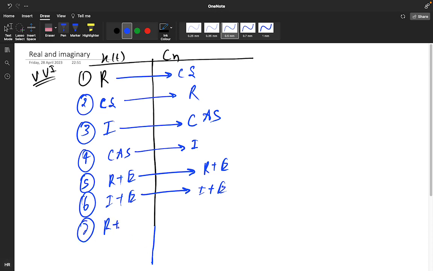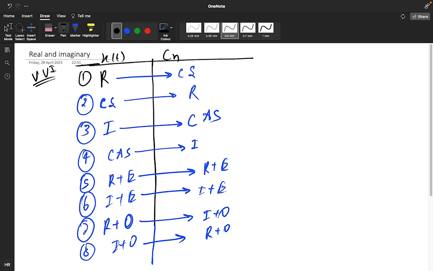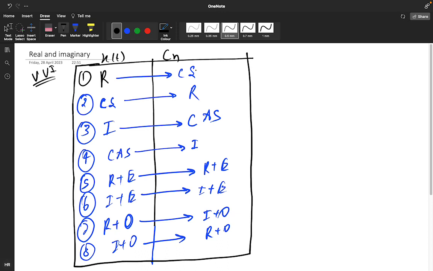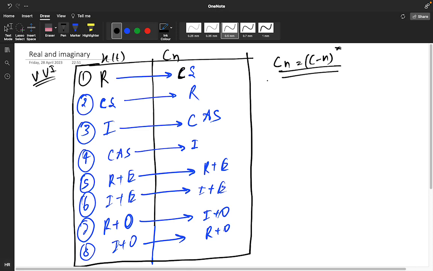If you have a real plus odd this side, then imaginary plus odd will come this side. And if you have imaginary plus odd this side, then real plus odd signal will come. So if the x of t value is real, like sin t, cos t, or a constant value, then the C of n will be complex conjugate. Complex conjugate means C of n is equal to C of minus n conjugate, right?